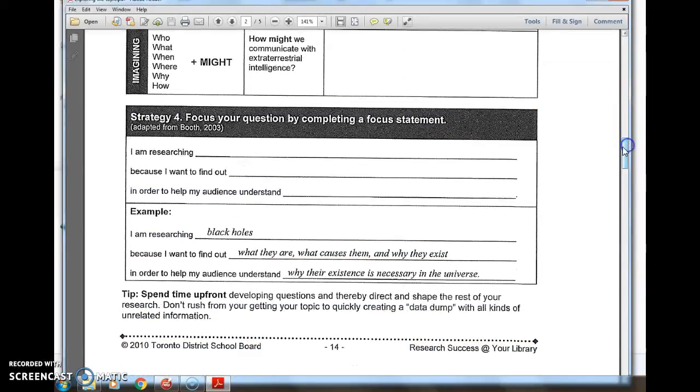Then you can complete your focus question by using a focus statement. So I am researching shark culling because I want to find out what impact this is going to have on our oceans in order to help my audience understand whether or not this is a good idea. Okay.